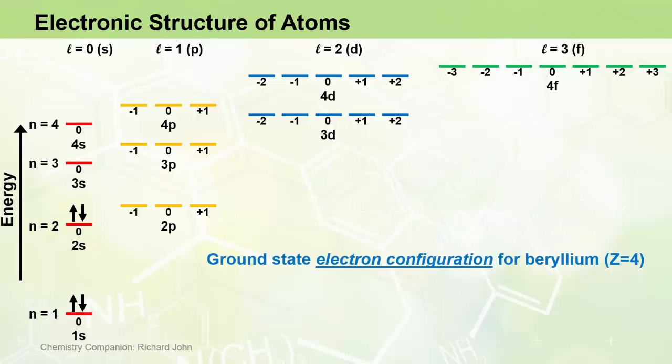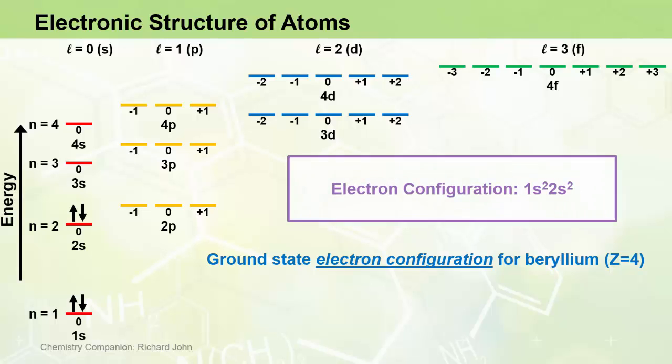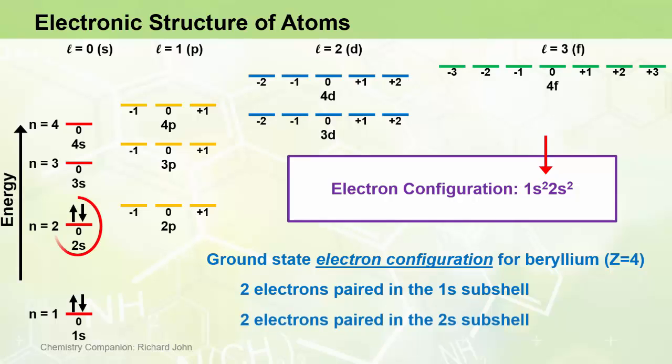The ground state configuration for beryllium is therefore going to be 1s2, 2s2, and we get that because there are 2 electrons paired in the 1s subshell, corresponding to the superscript of 2, which we therefore designate as 1s2. And there are also 2 electrons paired in the 2s subshell, which we designate as 2s2, again with the superscript representing the number of electrons in that particular subshell.